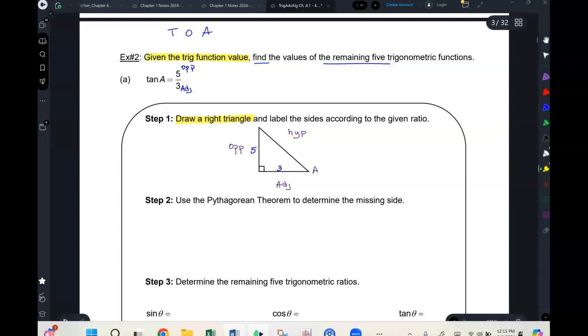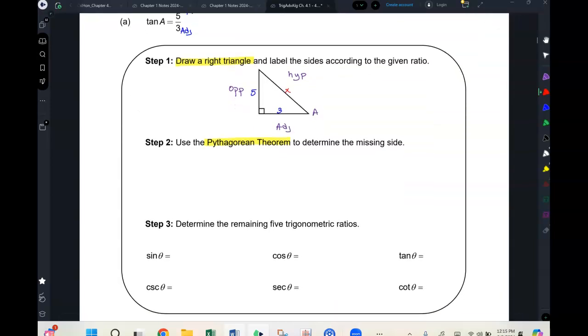Okay, so we labeled. Now we're going to use the Pythagorean theorem to determine the missing side. This is the missing side. So remember, legs go first for Pythagorean theorem. 5 squared plus 3 squared equals x squared. What's 5 squared? 25. What about 3 squared? 9. So 34 equals x squared. So what's x? Okay, now look. Leave it that way because you're going to have to find the exact values, right? So leave it as root 34.